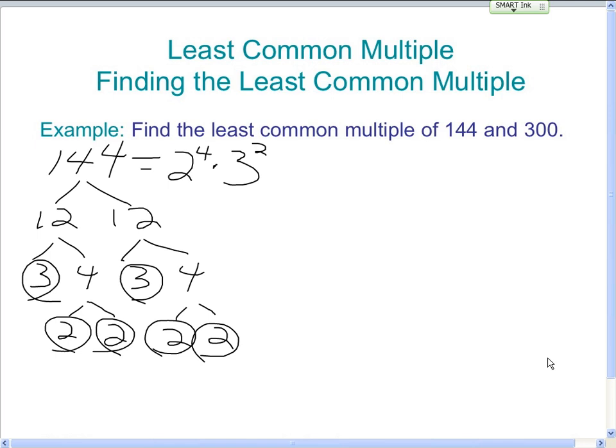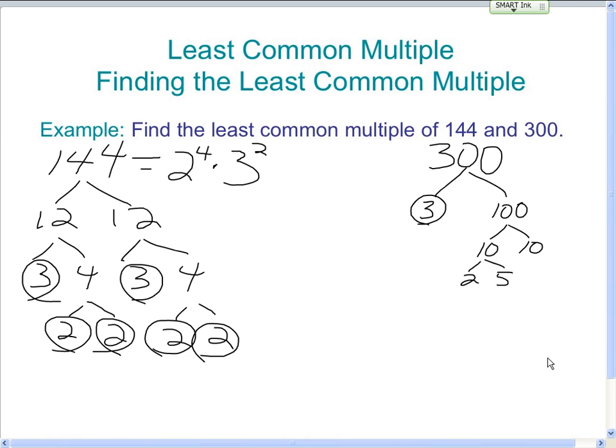All right, now let's do the same thing for 300. We need the prime factorization, or the factor tree. Let's do 3 times 100. Again, it doesn't matter which numbers you start with. 10 times 10. 2 times 5. And 2 times 5. So what does that give us? We have 2 squared times 3 to the 1st power times 5 squared.